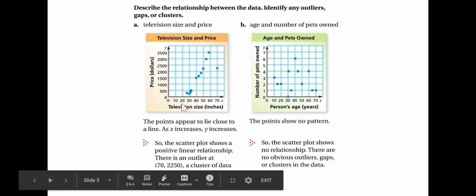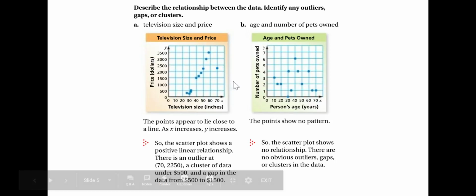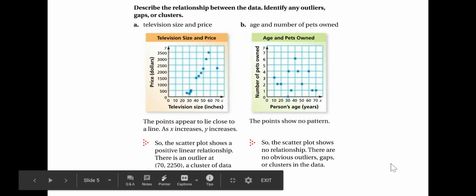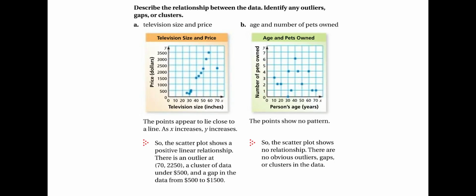Again, the points appear to lie close to a line. As x increases, y will increase. So the scatter plot shows a positive linear relationship. There is an outlier at (70, 2,250), a cluster of data under $500, and a gap in the data from $500 to $1,500. The points show no pattern with the age and the pets owned. So the scatter plot shows no relationship. There are no obvious outliers, gaps, or clusters in the data.